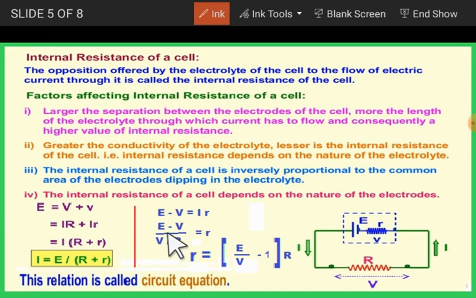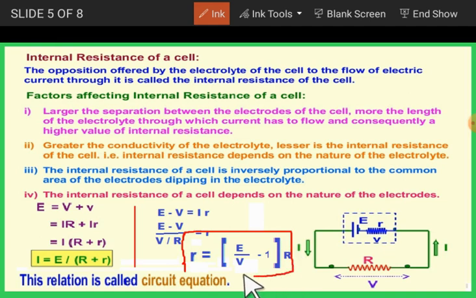So if you divide this E minus V by I, and I means what? V is equal to IR, so your I will be V by R, right? So if you divide it, then you will get it like this. So your r will be equal to what? (E by V minus 1) whole into R.